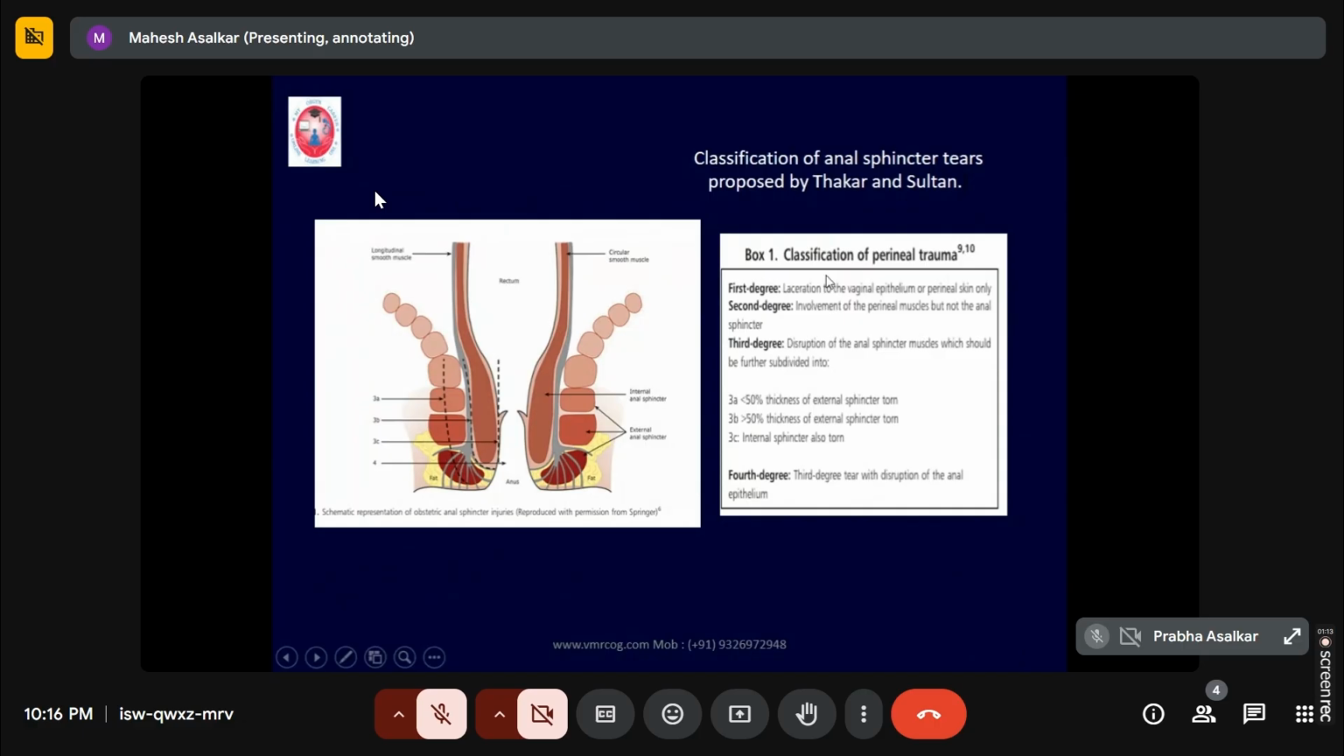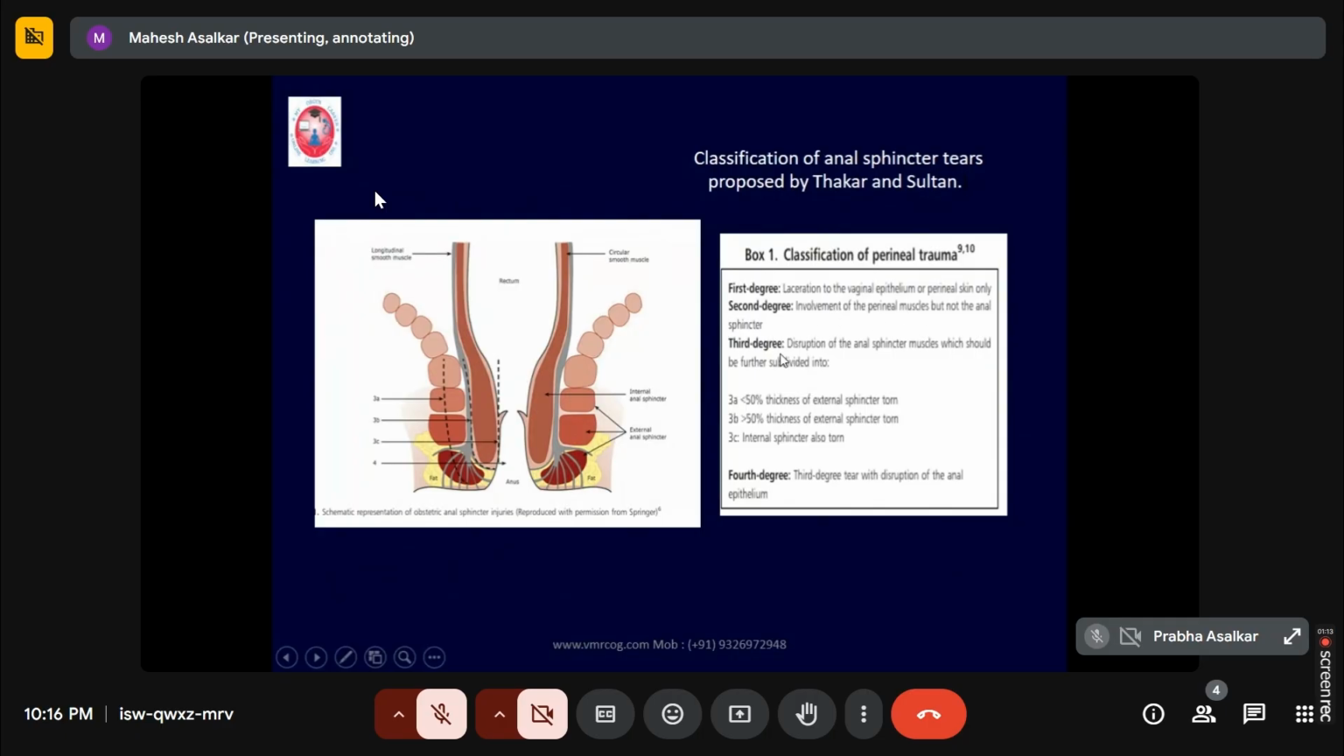So if you see this particular box, it is divided into classification of the anal sphincter tears proposed by Thacker and Sultan. Okay, it is a first degree when there is a laceration of the vaginal epithelium or the perineal skin only. So if it is only vaginal mucosa or the vaginal epithelium or the perineal skin, it is a first degree. In second degree, there is an involvement of the perineal muscles, but not the anal sphincter. So perineal muscles are involved, but the sphincter is not involved.